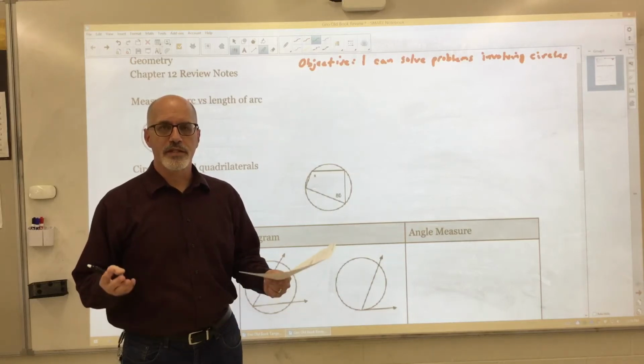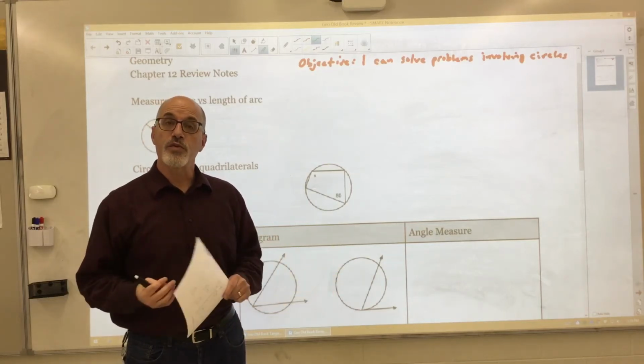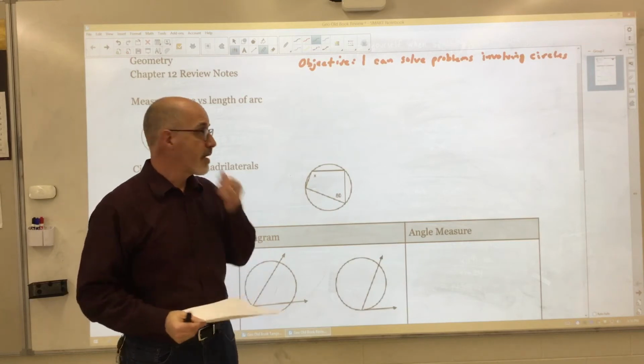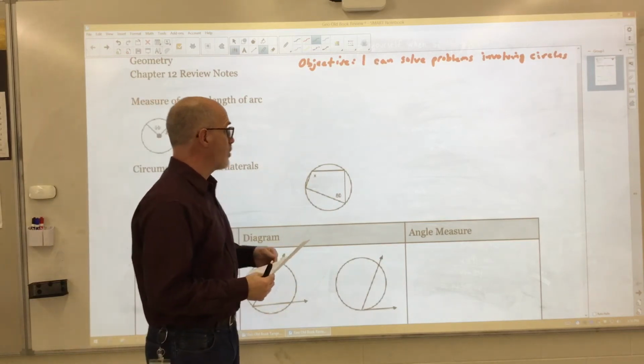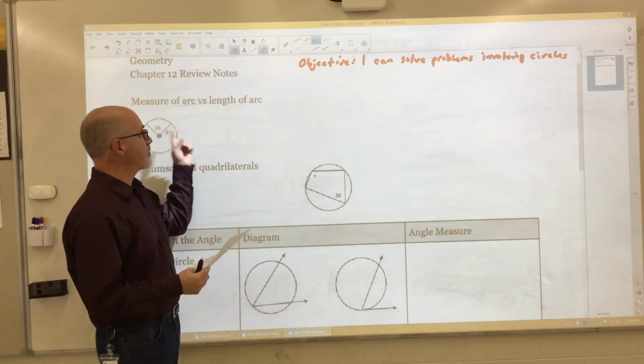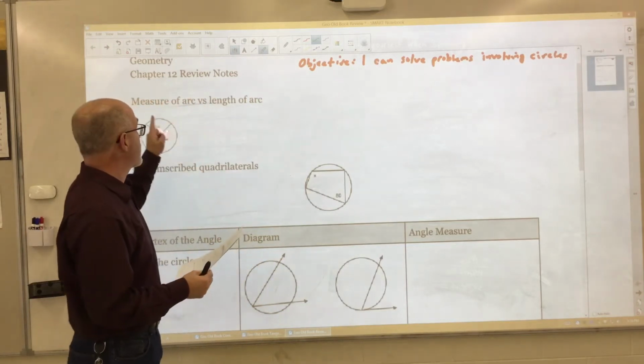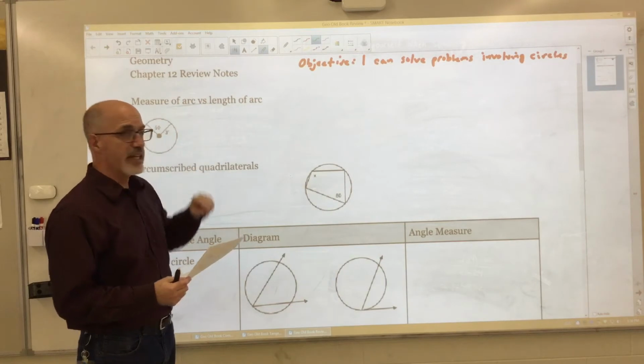This lesson will be the summary or the review for the chapter on circles. So my objective is I can solve problems involving circles. What I'd like you to do is start off with just this first one here. This problem where it says measure of an arc versus the length of an arc.